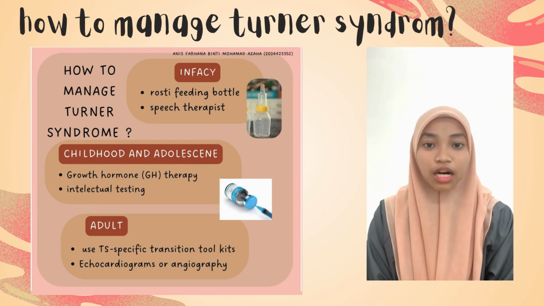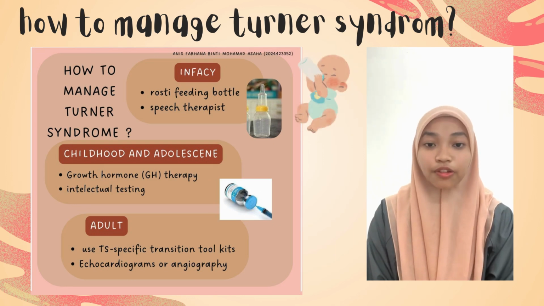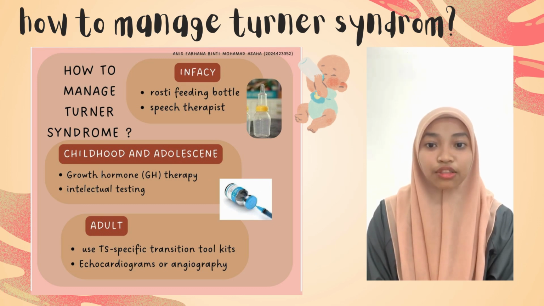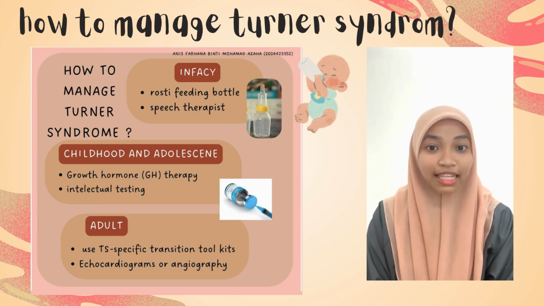Okay, we move on to how to manage Turner syndrome. First, during infancy, we focus on two main areas, feeding and speech. Many infants with Turner syndrome may have difficulty feeding, so a special feeding bottle, such as a Rosti feeding bottle, is often used. Additionally, speech therapy can help address delays in developing communication skills. Early interventions like this set the foundation for better outcomes later in life.